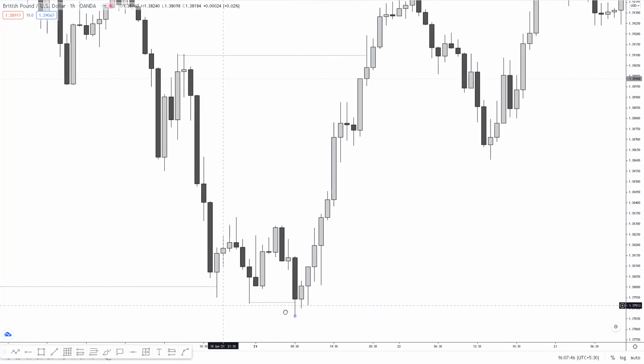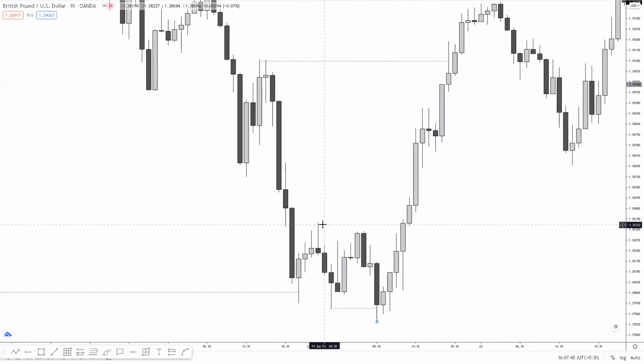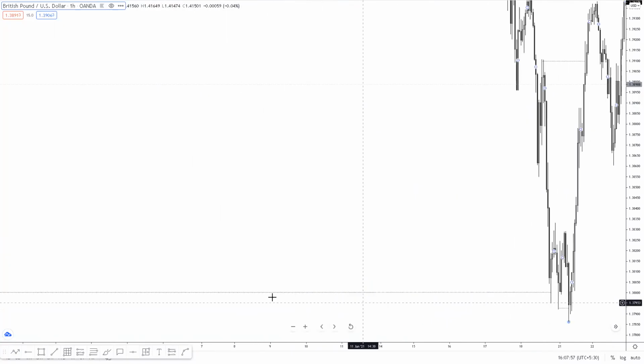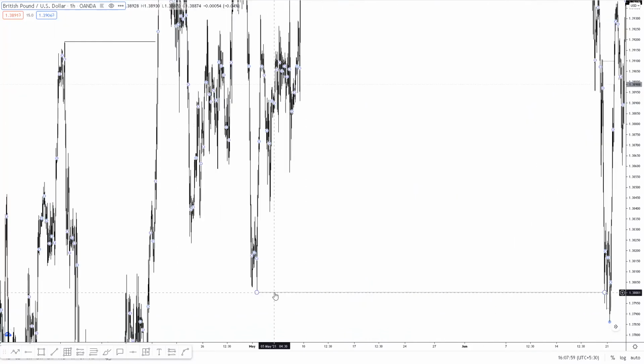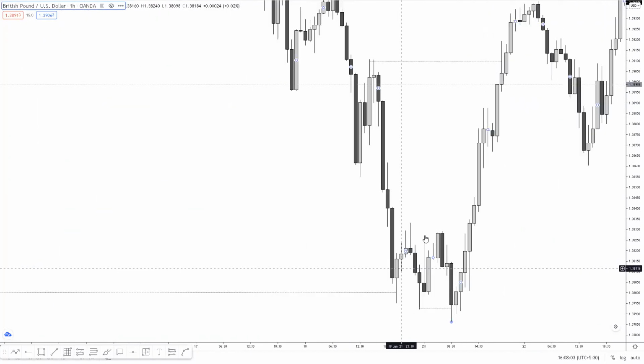So you see that it wicked down and then went higher. That was like a 36 pip move. Imagine people who put sell stops here, the stop loss would be around 30 pips higher. So now they'll be taken out.